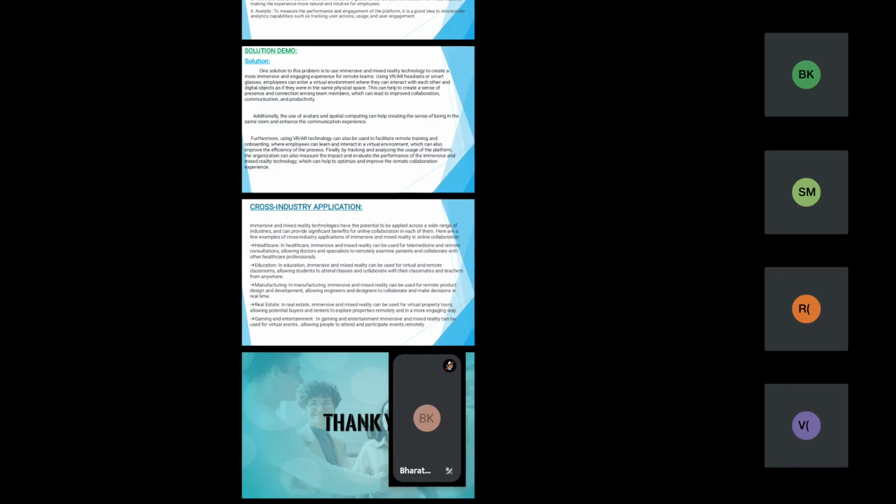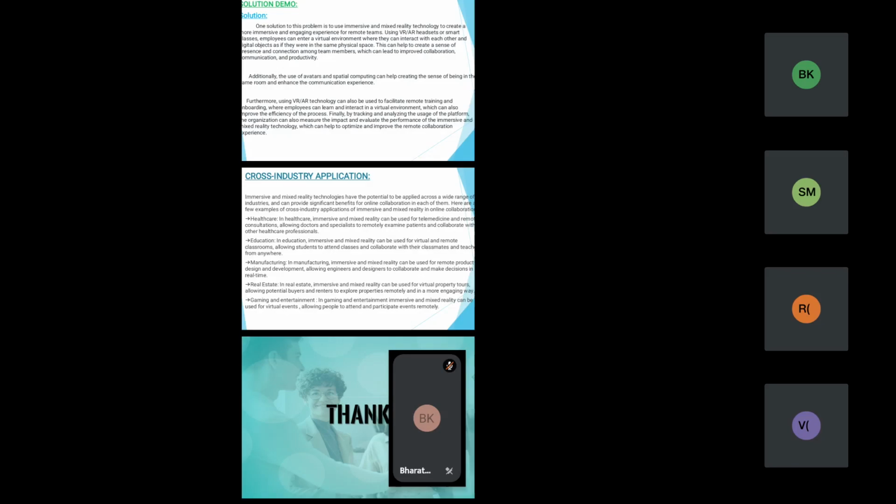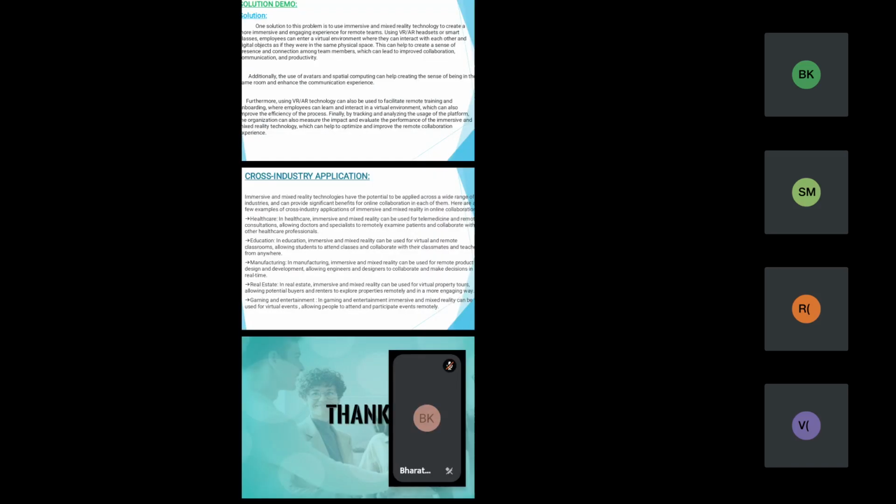The cross-industry application: immersive and mixed reality technologies have the potential to be applied across a wide range of industries and can provide significant benefits for online collaboration in each of them. Here are a few examples of cross-industry applications of immersive and mixed reality in online collaboration. They are healthcare, education, manufacturing, real estate, and gaming and entertainment. These are the applications for cross-industry.